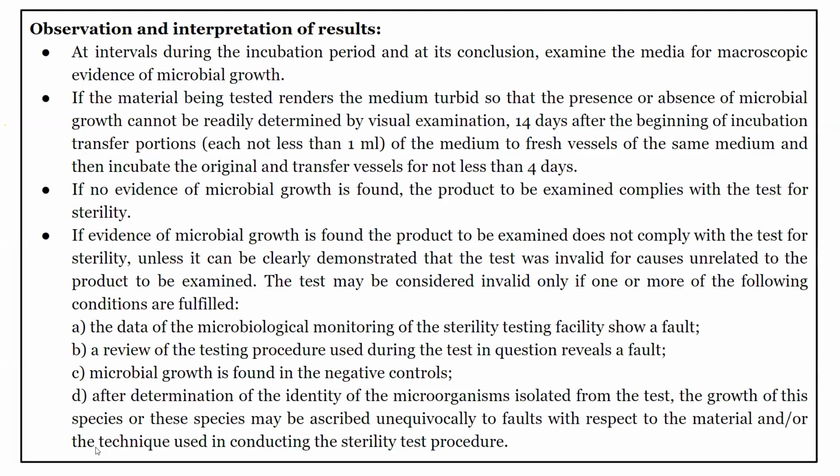That is, if due to one of the following reasons which are listed as A, B, C, D, a fault occurred during the testing and so the test is invalid, then you cannot conclude whether the sample was non-sterile or it was due to the fault in the test, and one has to repeat the test for sterility. So these conditions are: the data of the microbiological monitoring of the sterility testing facility shows a fault, or a review of the testing procedure used during the test in question reveals a fault.